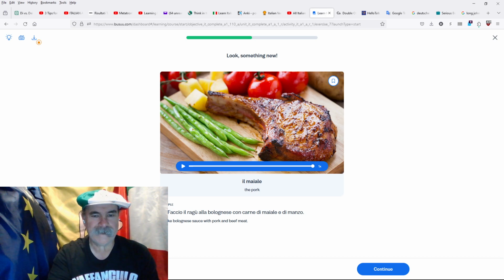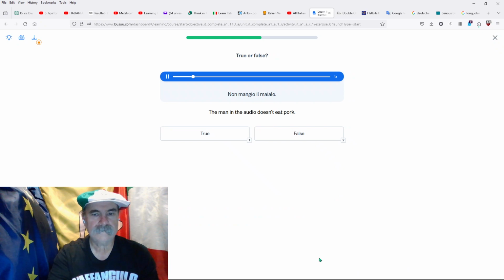Faccio il ragù alla bolognese con carne di maiale e di manzo. Non mangio il maiale. He does not eat pork.